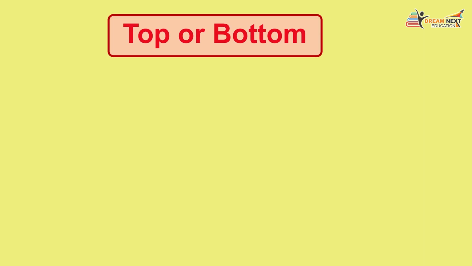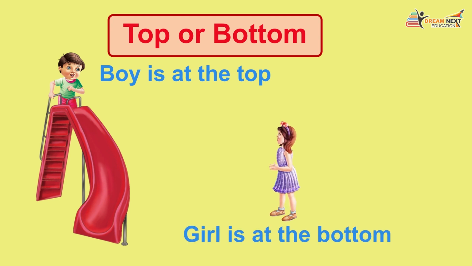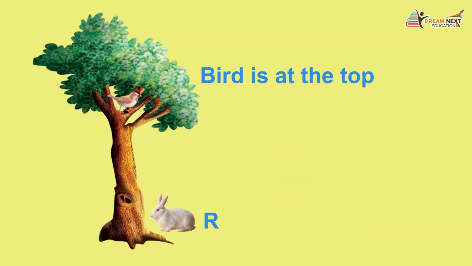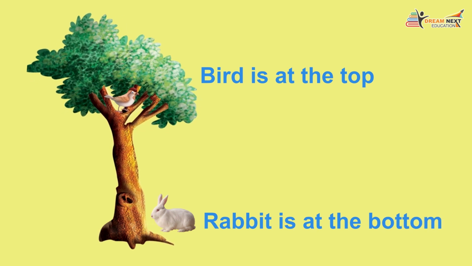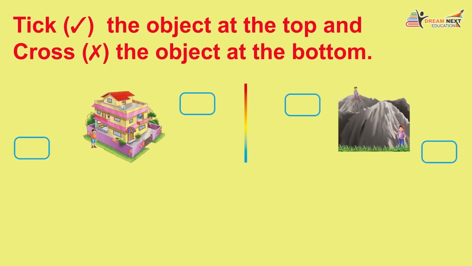Top or bottom. Boy is at the top. Girl is at the bottom. Bird is at the top. Rabbit is at the bottom. Tick the objects at the top and cross the objects at the bottom.